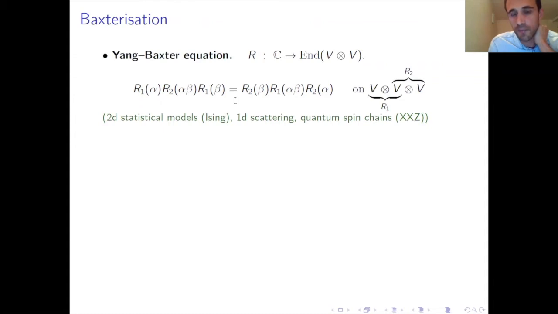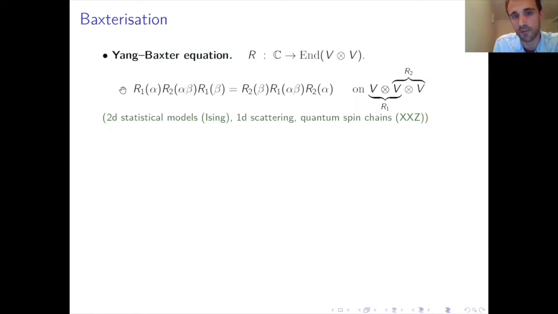It's cubic, and it acts on 3 copies of the space V. And the notation that you have to understand here is that R1 means R acting on the first 2 copies, V times V, first and second copy, and R2 is R acting on the second and third copies in this tensor product. Okay, so this is the equation. We are going to assume in this talk that we are interested in this equation, and we want to construct explicitly solutions of this equation.